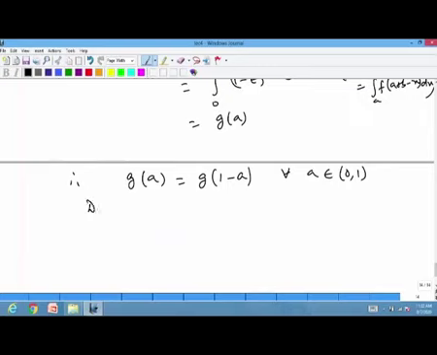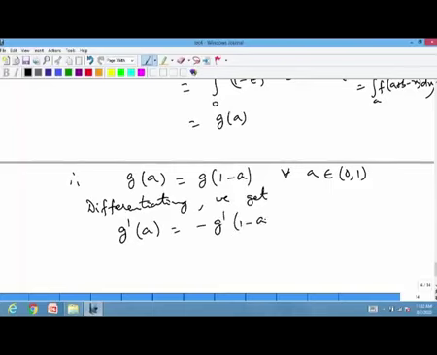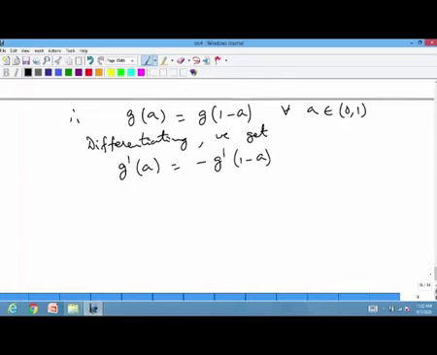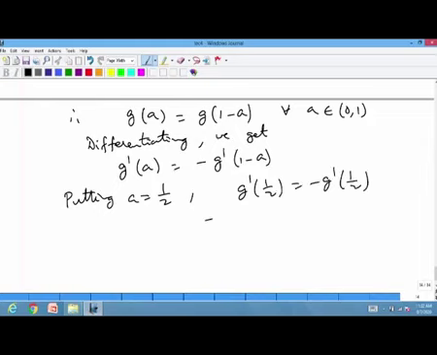So, by differentiating we get g prime of a is equal to minus g prime at 1 minus a. Now, we can put a equal to half, we get g prime of half is equal to minus g prime of half. This implies g prime half must be 0. So, the value of g prime half is equal to 0.